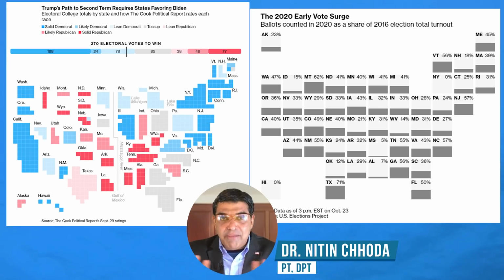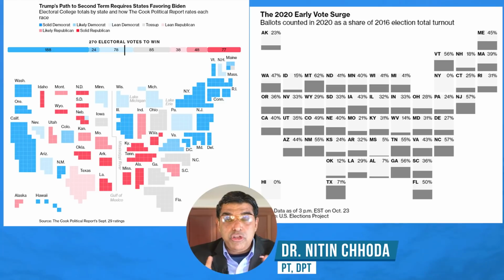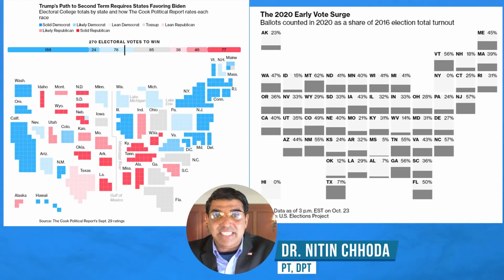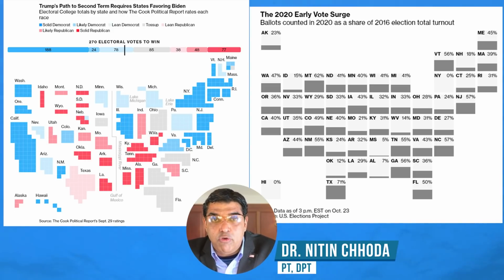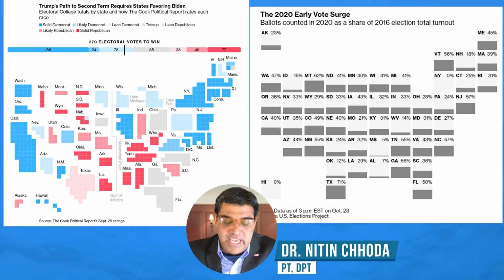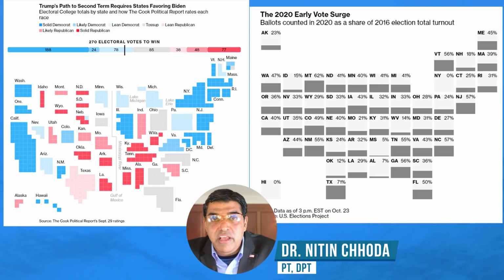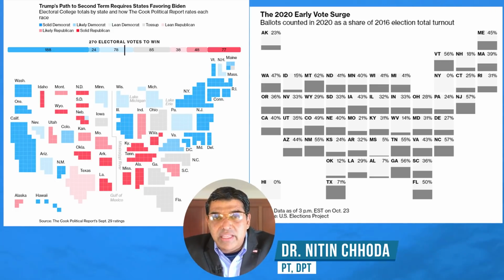Now, why don't we stack both of these charts, both of these images side by side? Now, on your screen, you'll see both of these data sets side by side. So on one side of your screen, you'll see the path to victory, the path to 270 votes. And on the other side, you'll see the 2020 early vote surge. Now, if you take a look at this closely, you will indeed start to see some trends emerging.